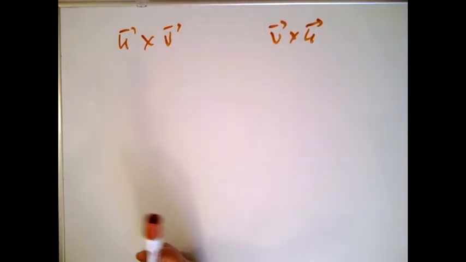Now, notice, by the way, they have the same length because the length of U cross V is just the area of the parallelogram formed by U and V. Well, that describes the same length as V cross U. They are both perpendicular to U and V simultaneously.